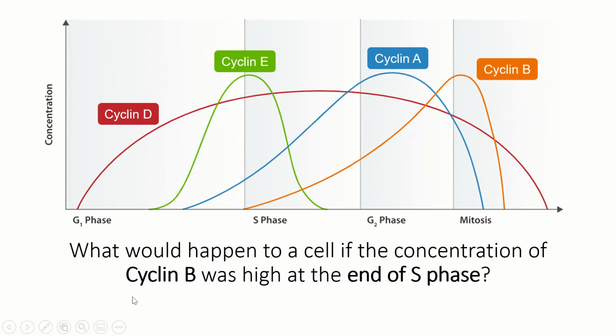But imagine if you had cyclin B, which is supposed to be really high here as the cell goes into mitosis. Imagine that it was high at the end of S phase back here. The cell would skip G2 phase. It needs G2 phase before it can do mitosis. But if cyclin B is made at the wrong time, then the cell's just going to go do mitosis without making sure it's big enough. And then you're going to have all kinds of problems.